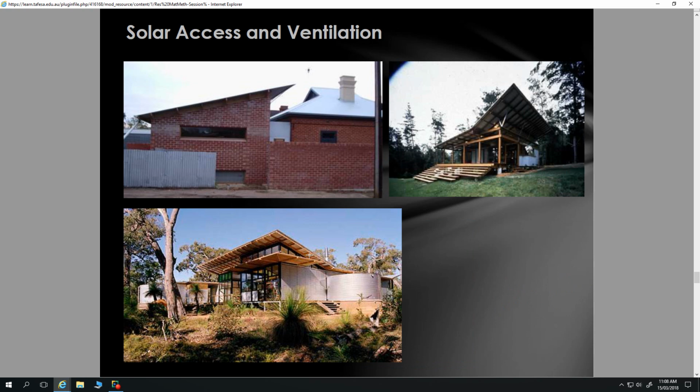So here's some examples of solar access and ventilation. A large, wide window. Is that, oh, I don't know, it may be an awning window for ventilation. But yeah, the use of skillion roofs and a great deal of glazing enables that extensive sun access to the northern side of these buildings.